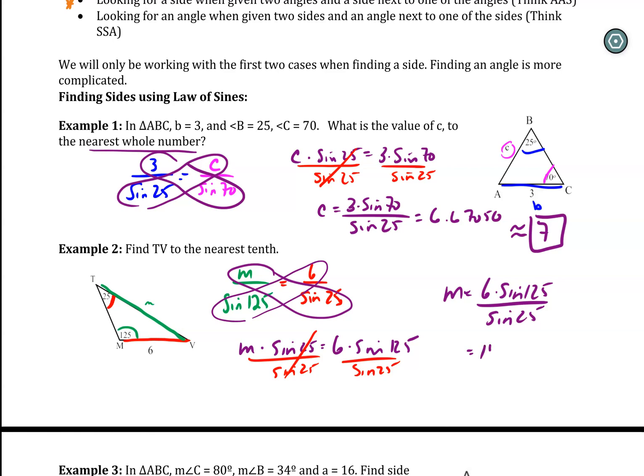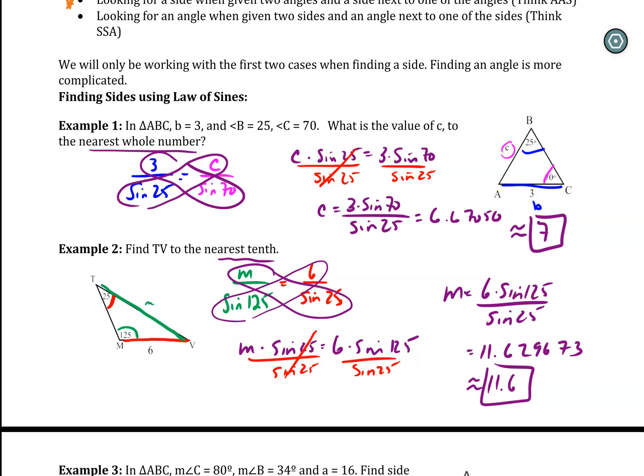I've got 11.629673... And they asked us to round to the nearest tenth. So it's approximately 11.6. Again, I don't have units, so in this case, just 11.6 is fine.